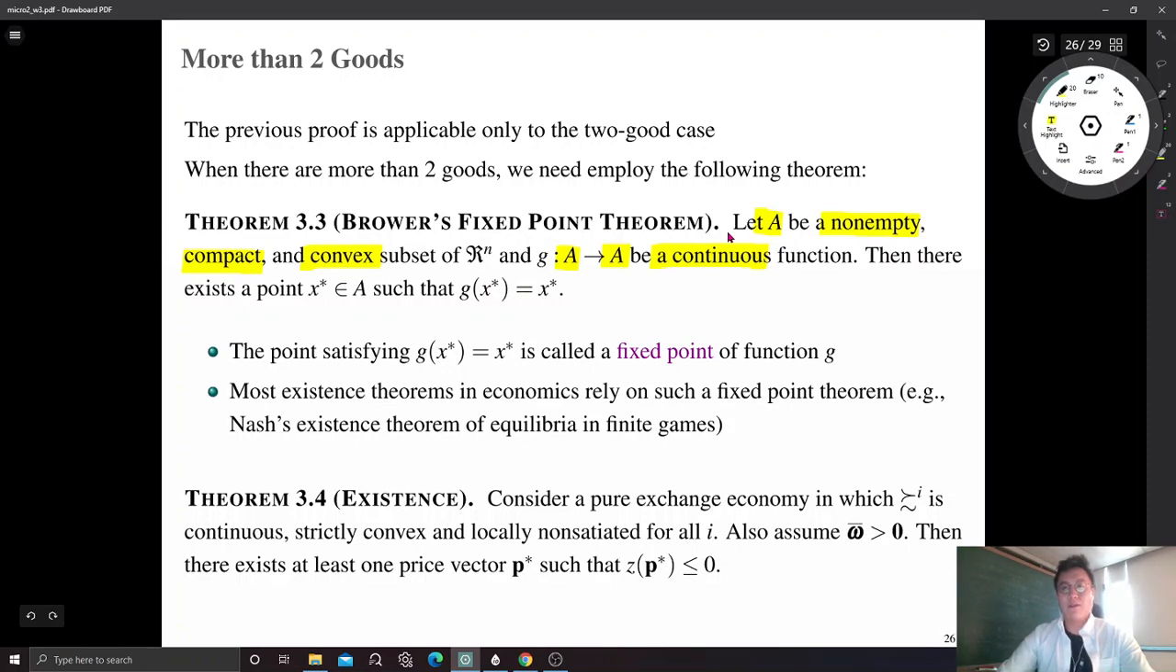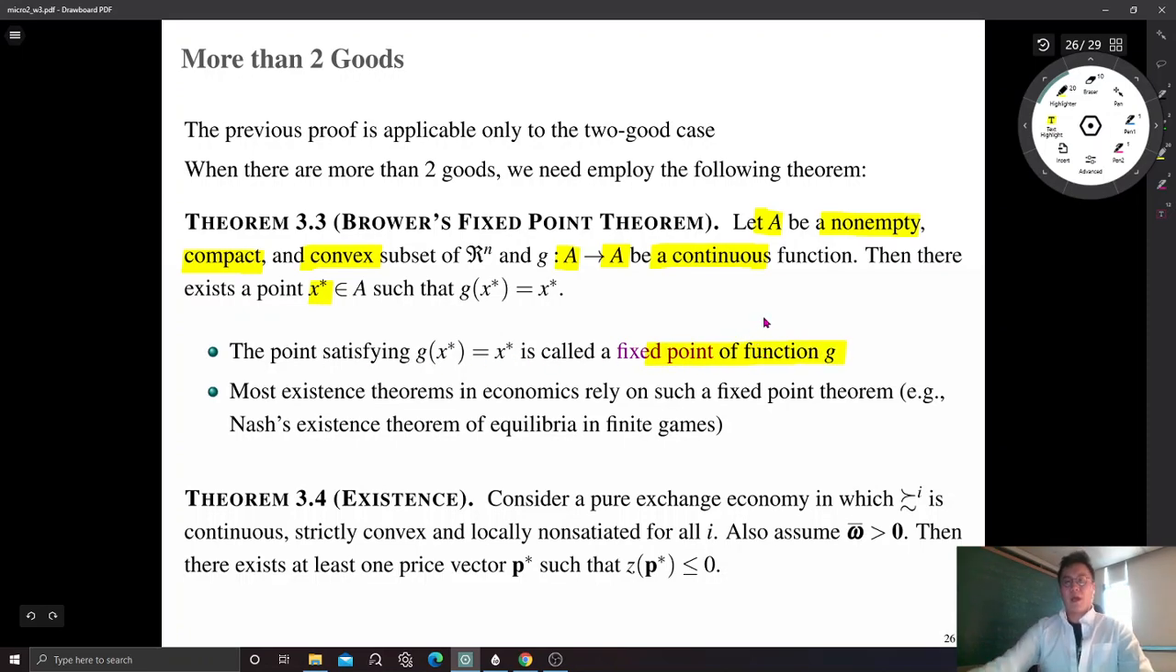Then the theorem tells us there exists a point x star in the space A, in the domain, such that the g function takes the same value as the argument at that point. So g of x star is the same as x star. The point at which the g function takes the same value as the argument is called the fixed point of function g.